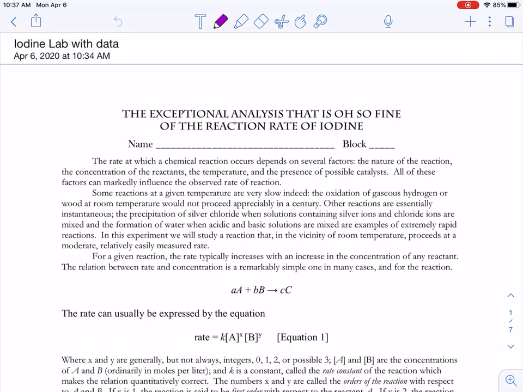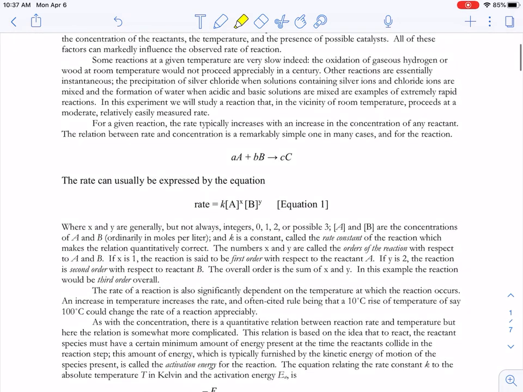And the lab that you're going to do the analysis on is one of my better titles, if I may brag: the exceptional analysis that is oh so fine of the reaction rate of iodine. And if that doesn't make you smile, then I don't know what does. I really don't. I mean, that's just a cool title. I'm sorry. Okay, so here's what we're going to do.